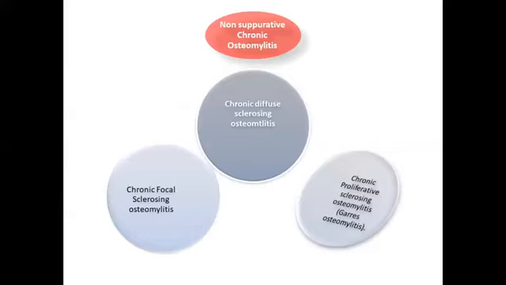Non-suppurative chronic osteomyelitis, we have 3 types: chronic diffuse sclerosing osteomyelitis, chronic focal sclerosing osteomyelitis, chronic proliferative sclerosing osteomyelitis or Garré's osteomyelitis. Of course these types are not caused by bacteria, unlike the suppurative osteomyelitis that is caused by bacteria, whether acute or chronic. The real cause for non-suppurative chronic osteomyelitis is unknown. Some say it relates to low grade infection and high immunity of the patient.